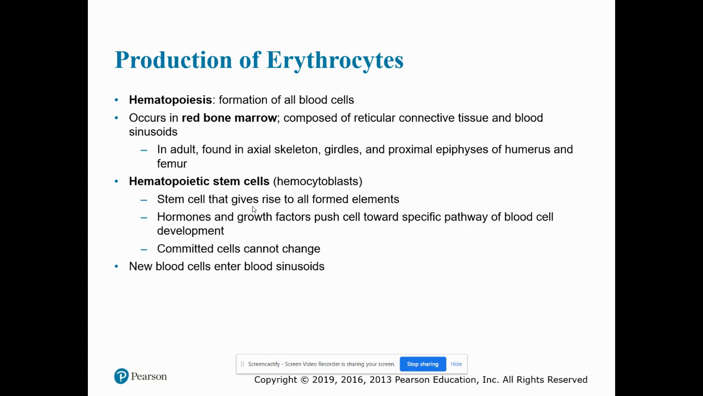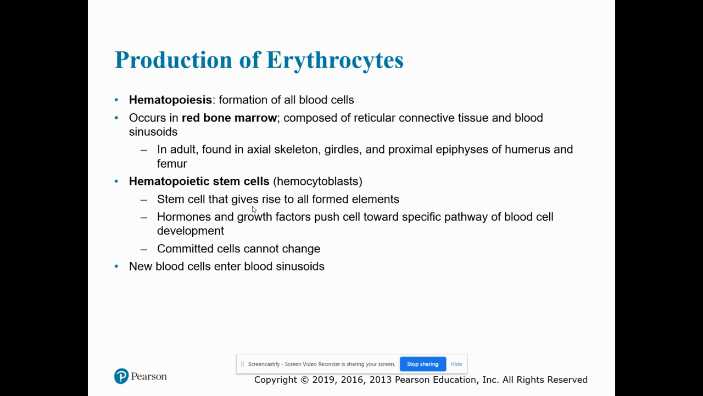In the adult, you're going to find red bone marrow in the axial skeleton, so the skull, the thoracic cage, the vertebrae, the girdles, particularly the pelvis, and then the proximal epiphyses of the humerus and the femur. And remember, the epiphyses are the ends of long bones, and the proximal epiphyses are going to be the ends of the bones that are attached to the trunk.